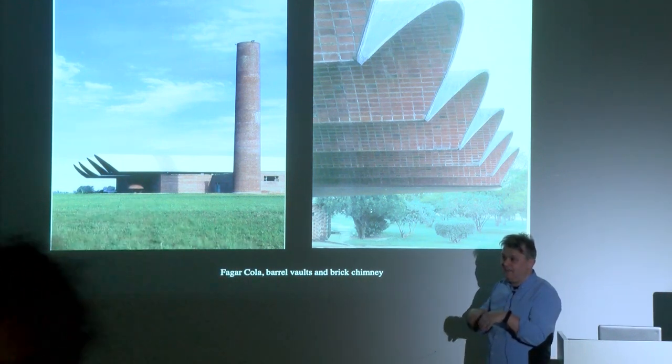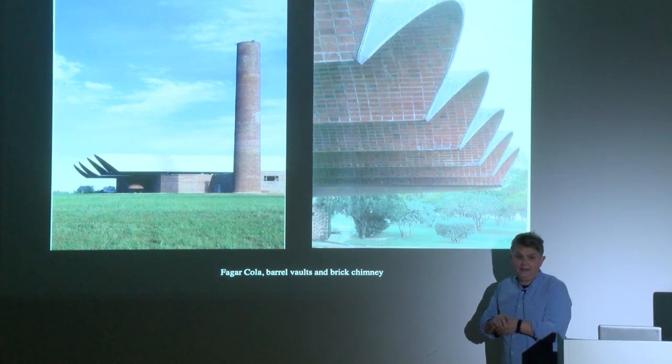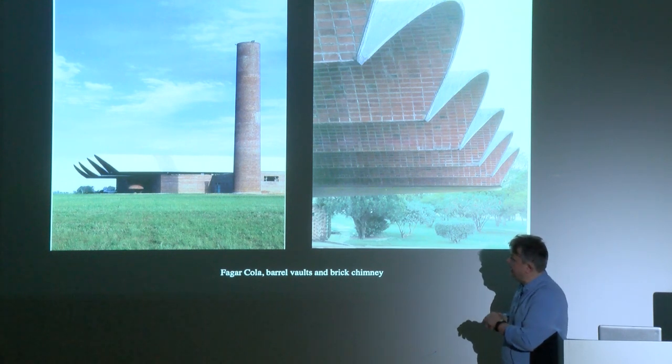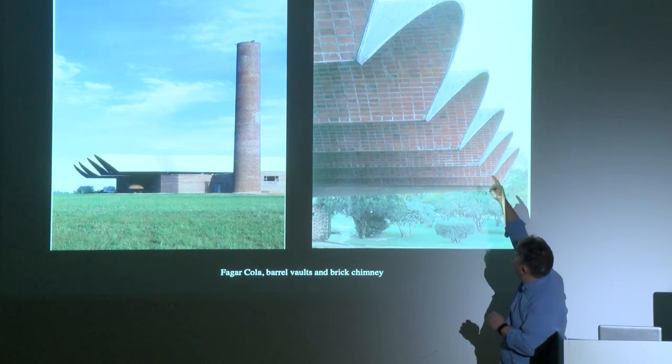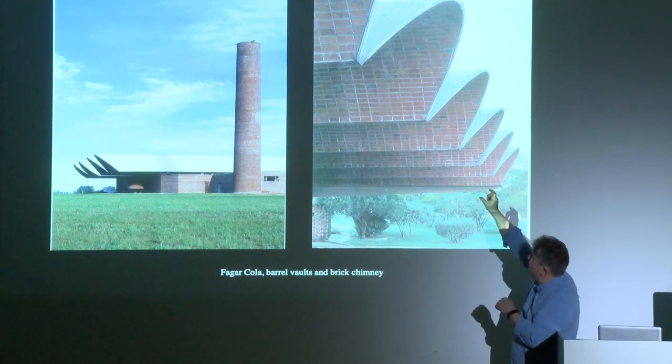The Berlingieri house was prior to the establishment of Dieste and Montañez. But when Dieste and Montañez formed, they started to progress into quite big, large-scale buildings. And this is a building for a soft drinks company in Uruguay. And here you can see these barrel vaults. And the geometry of the cross-section is the catenary. You can see the organization of the bricks.